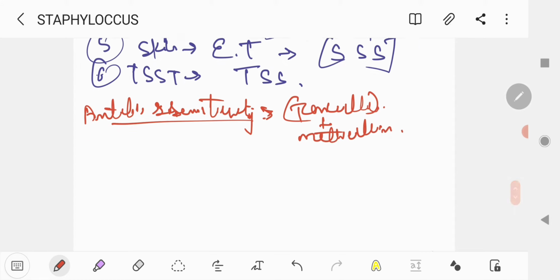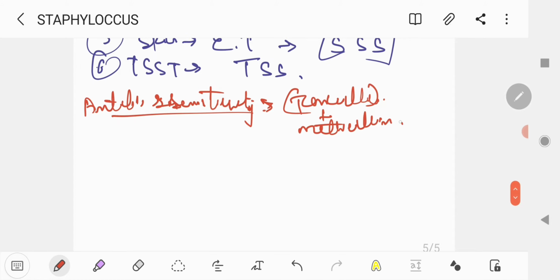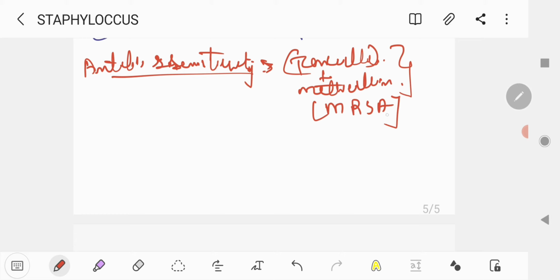But nowadays there is also methicillin-resistant Staphylococcus aureus, and here we call these MRSA. Important one. Okay, and if the Staphylococcus organism is resistant to both of these, then we have to give the drug of choice, like vancomycin.